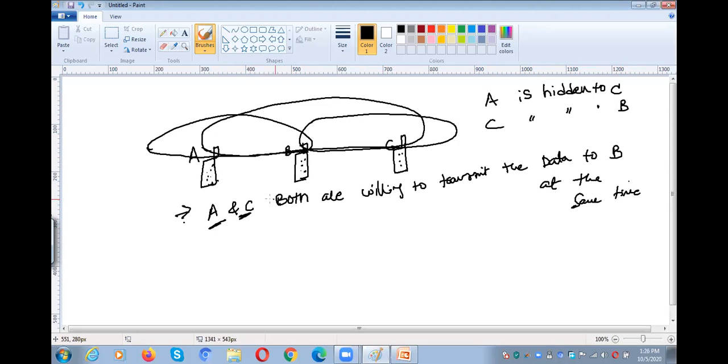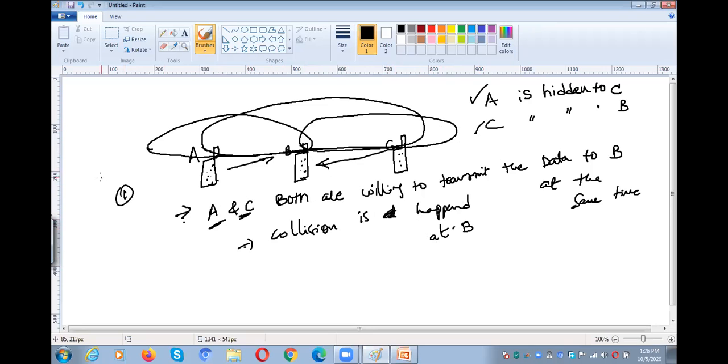So both are sending the data to B at the same time, so collision happens. Collision happens at B. Why? Because A is hidden to C and C is hidden to A. So this is the problem. How can we solve this hidden problem? This is the first problem, the hidden problem.